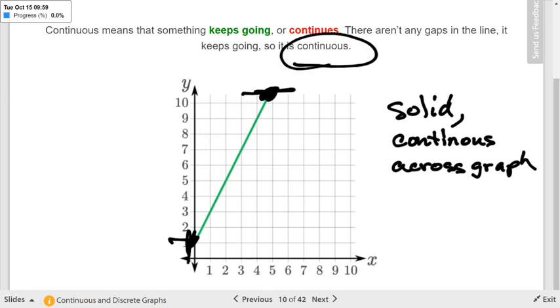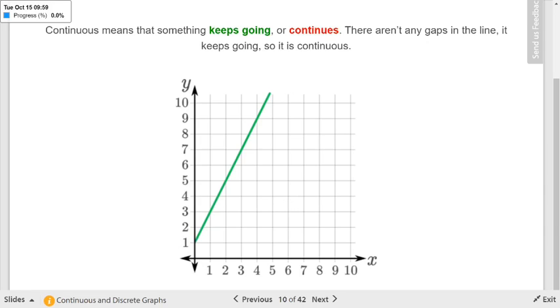Okay? So what if it started here and went from here like that? Is that a continuous line? No, because even though it's a solid line, it doesn't go all the way from one edge to the other. Okay? Good deal. Yes? So is it called a continuous line? It's just called continuous. It's a line and it's continuous. It's also linear, right? Good.